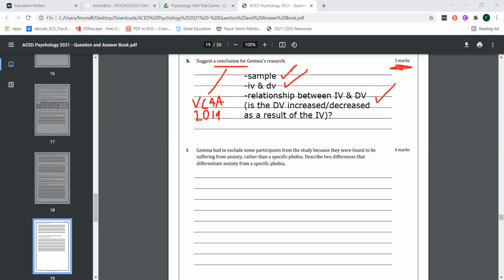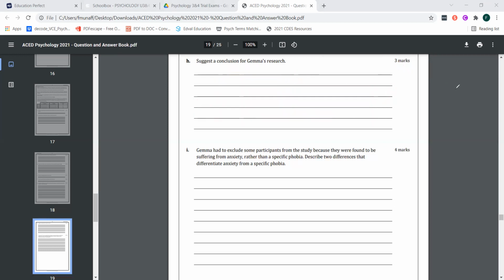Sorry, what was that, Zoya? I didn't hear you. I said, can we do the conclusion together? Oh, this one? Yeah, sure. Okay, so if we go up, we just need 3 bits of information there.